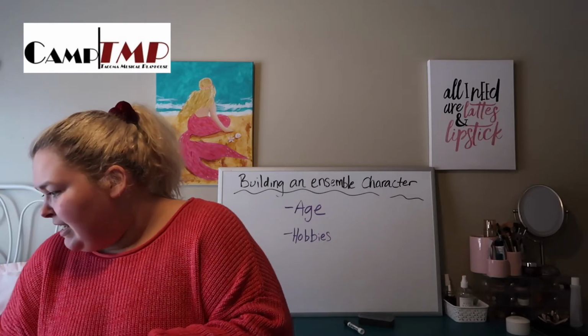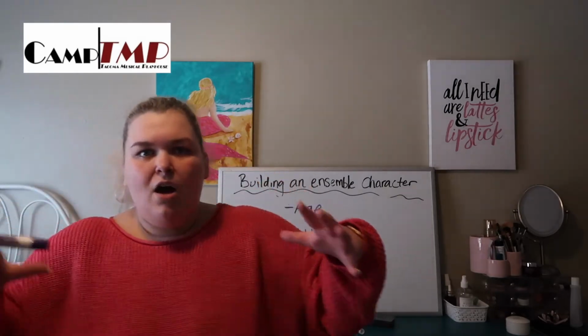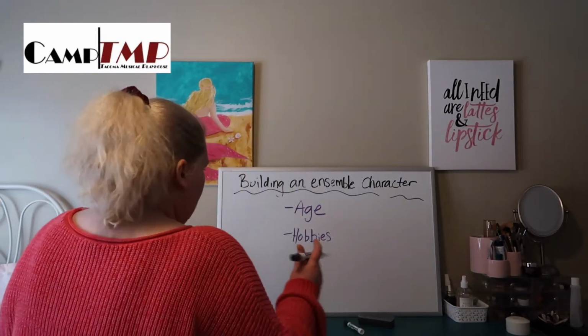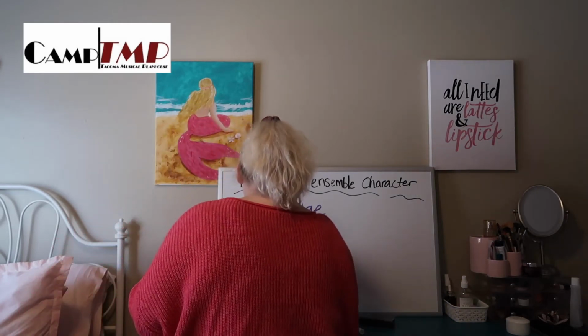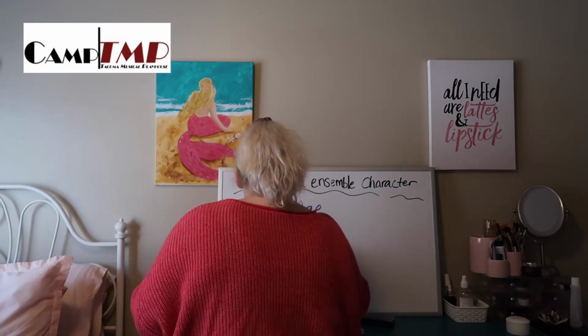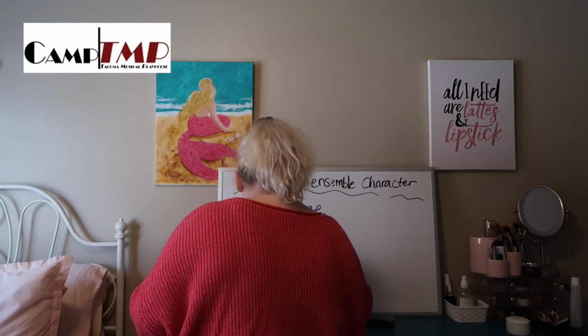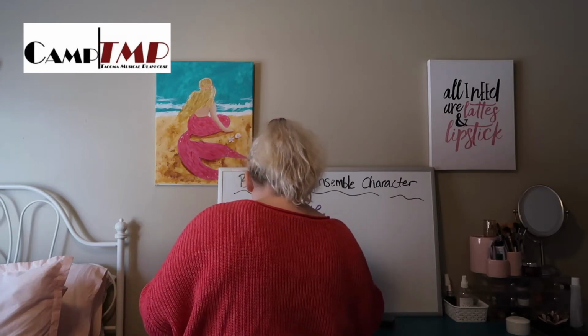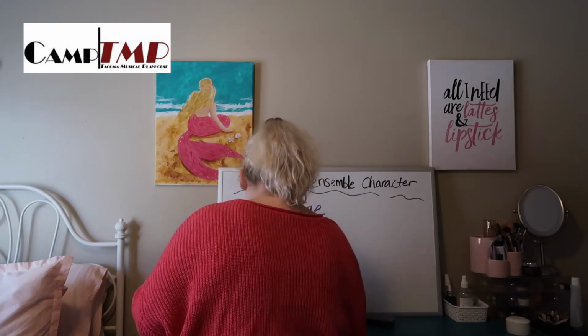The next one is kind of a big, altogether blob, but it falls into these 3 areas. Their job, their education, and their social status.